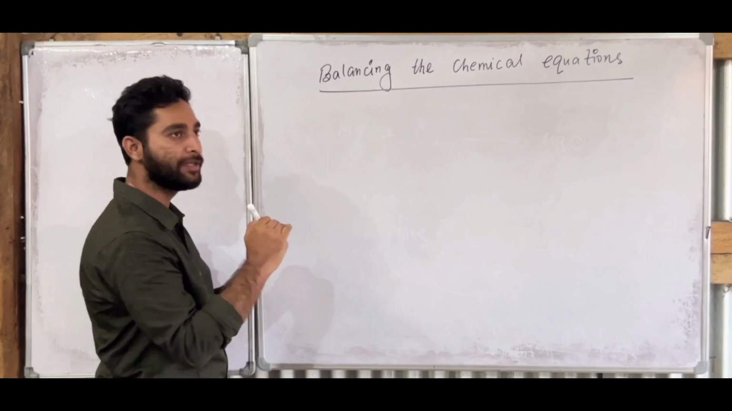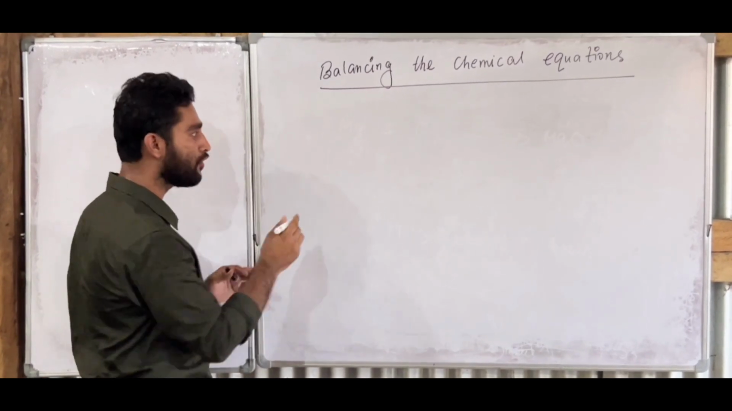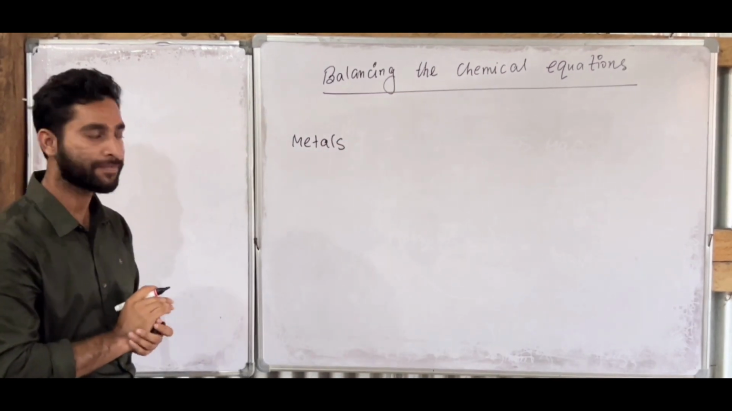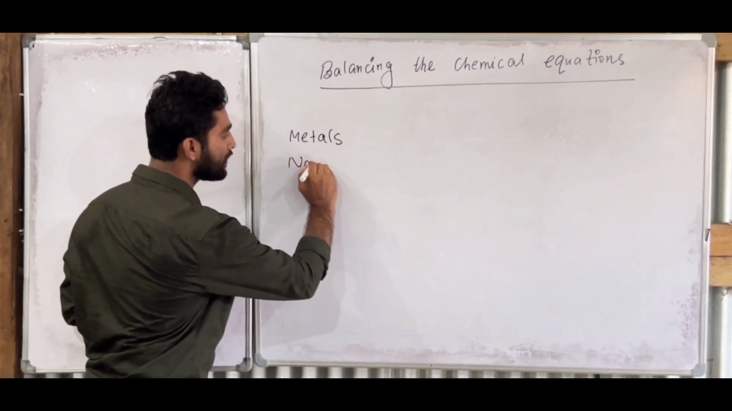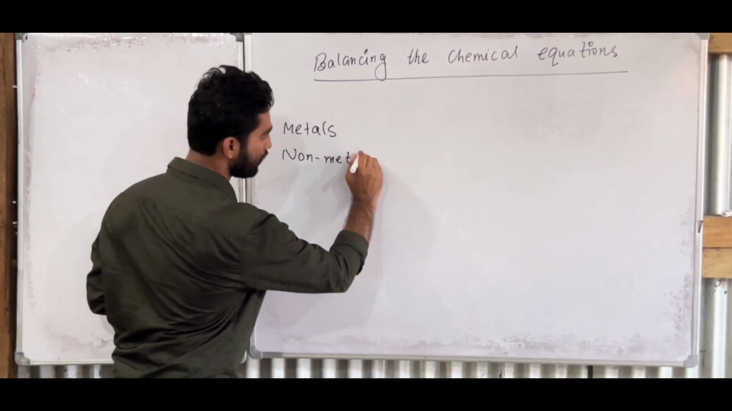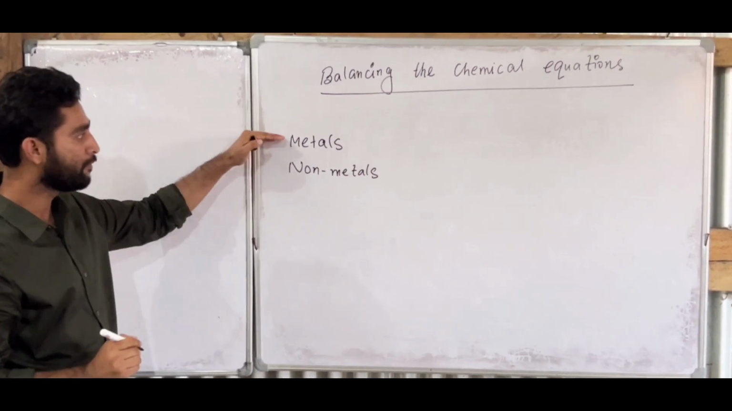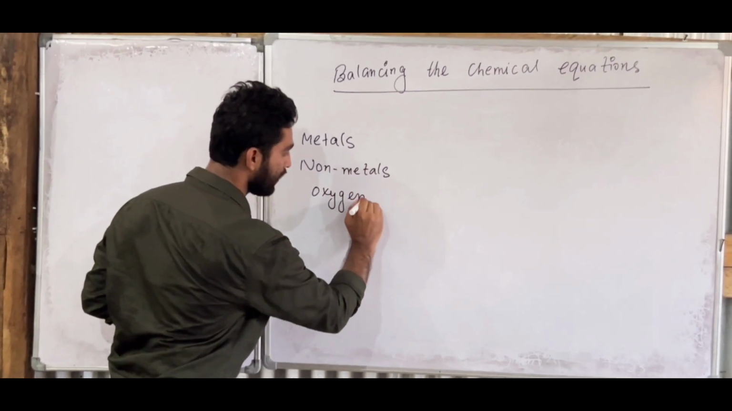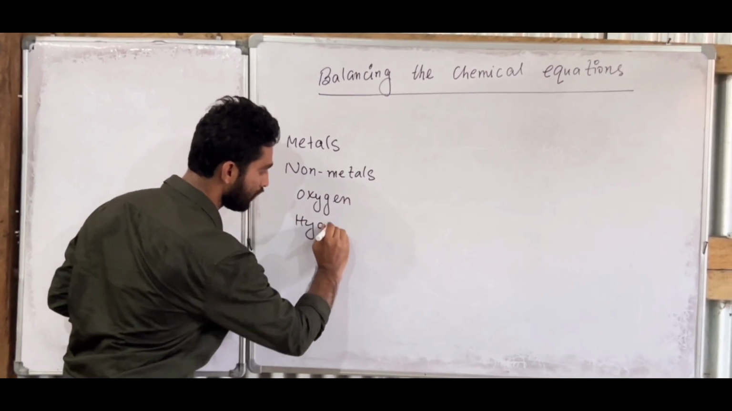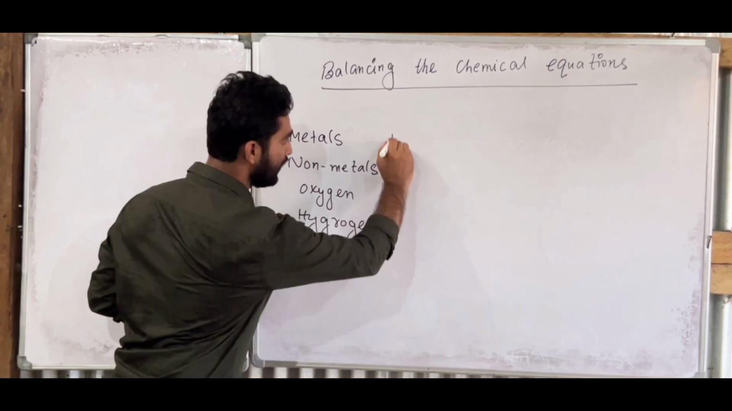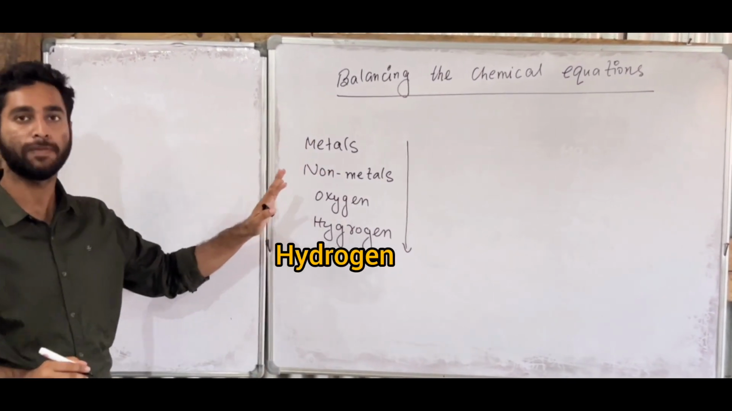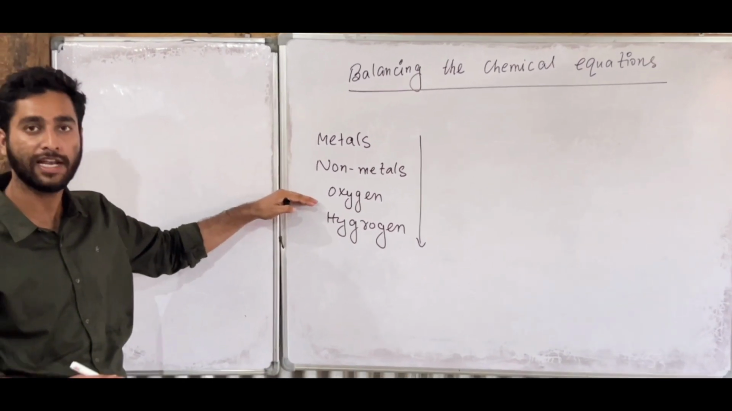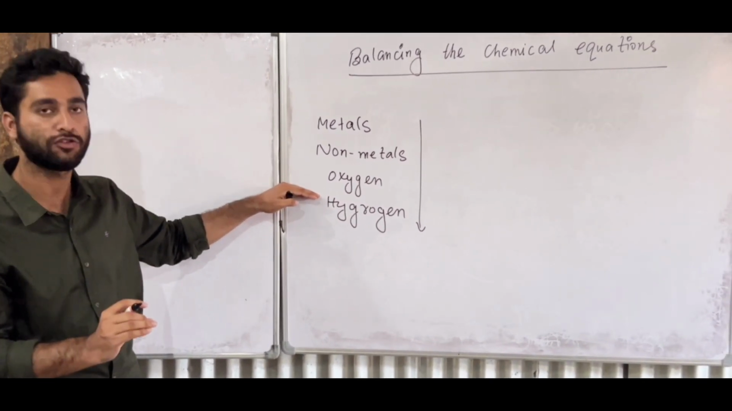So whenever we are trying to balance a chemical equation, first always try to balance the metals. Okay, then after metals, try to balance the non-metals. First you try to balance the metal, then non-metal, then oxygen, and then hydrogen. So remember this trick: whenever you try to balance the chemical equation, first balance the metal, then non-metal, then oxygen, and always at last balance the hydrogen.